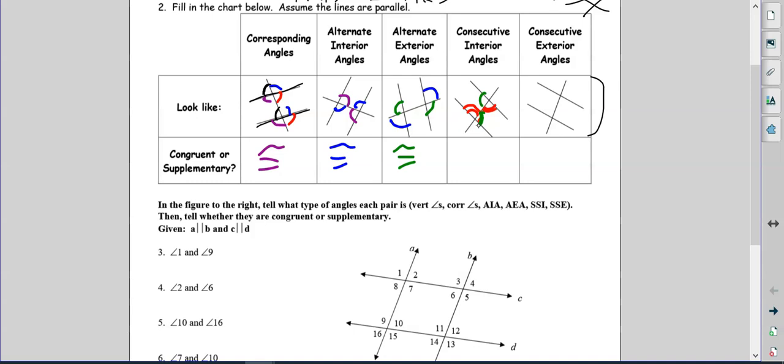Consecutive means they're the next one in line and they're both inside. This one is a special one because this is the one where one is obtuse and one's acute, which means they are supplementary. They add up to 180. And then consecutive exterior angles. We have not discussed this year. You can probably figure out what it means, where they are, just by the terminology, but we're not going to be testing on that. All right, on to the next section here.